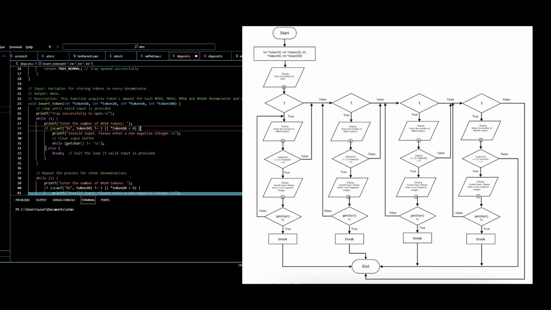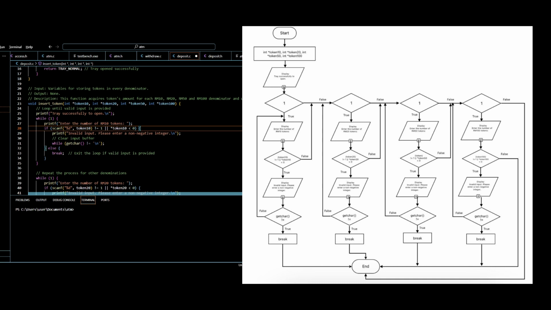For the insert_token function, printf "Tray successfully opened" prints a message to indicate that the tray has successfully opened. For token insertion loop RM10, while(1) enters an infinite loop to repeatedly prompt the user to enter the number of RM10 tokens until valid input is provided.